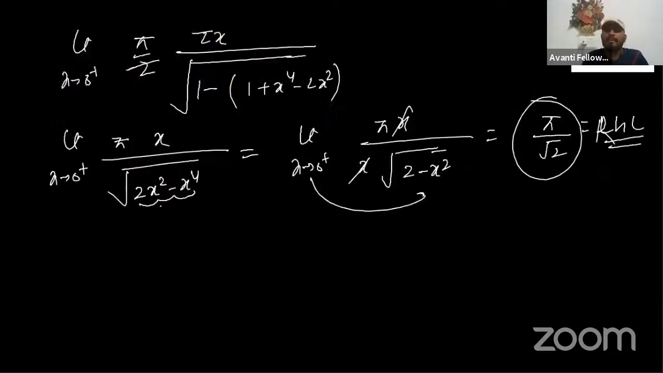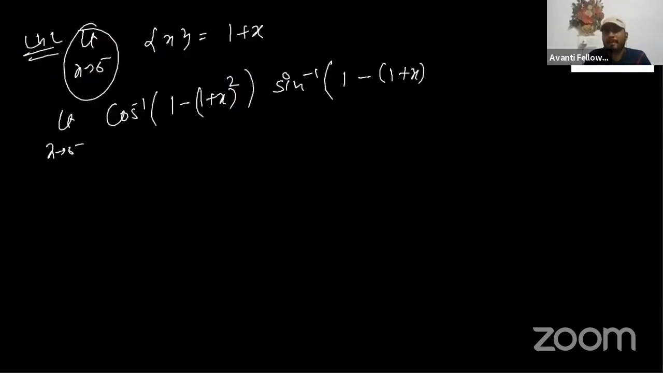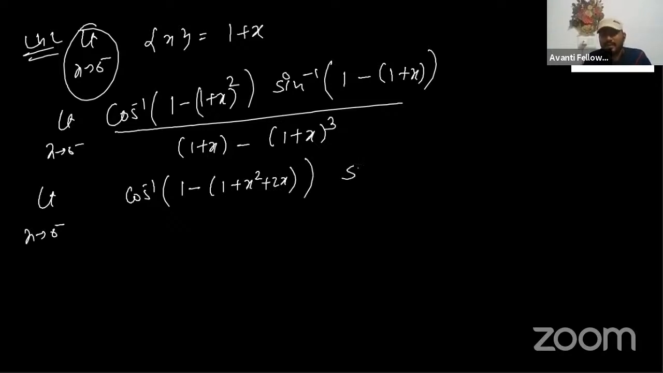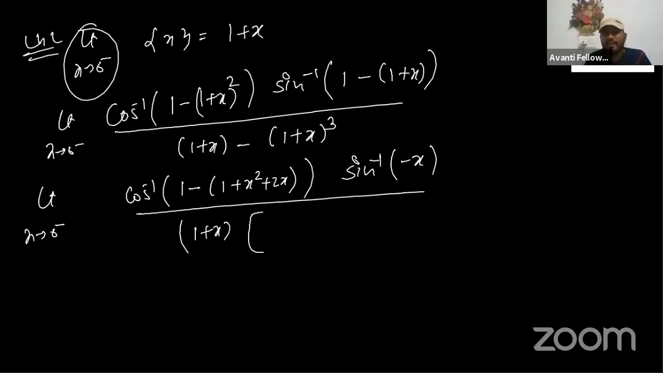This 1 minus fractional part x will be replaced with 1 plus x, minus 1 plus x, upon 1 plus x minus 1 plus x whole cube. Got it? Now, limit x is tending to 0 negative. If you simplify this, this will become cos inverse 1. You can open this bracket. Let me write again: 1 minus of 1 plus x square plus 2x. Yes or no? This thing becomes sine inverse minus x upon, you can take 1 plus x outside, you will get 1 minus 1 plus x whole square.